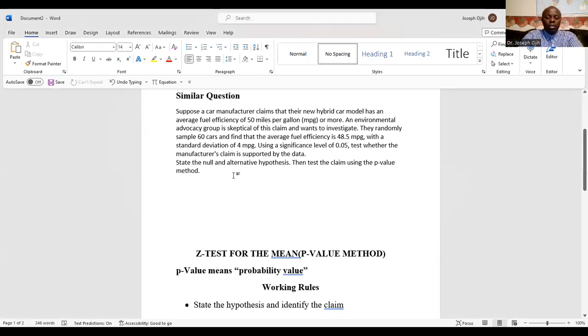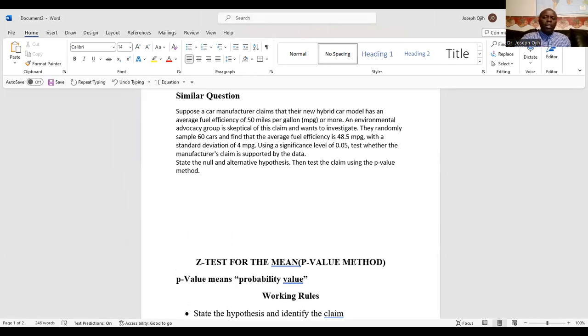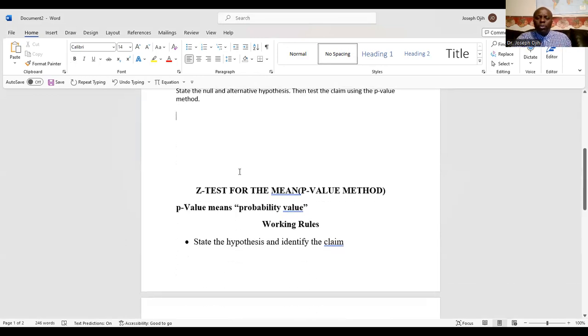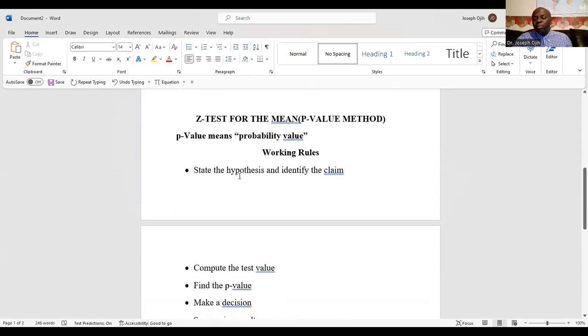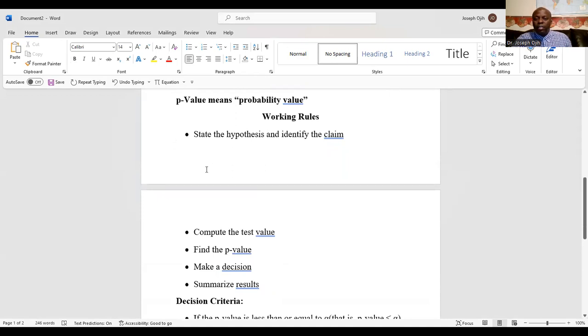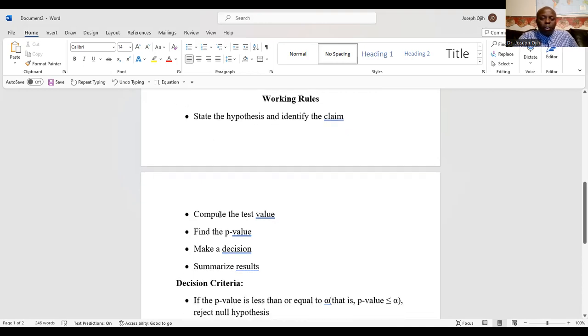So I'm going to show you how to do this using the p-value method. Before I solve it, I will give you a hint on what the p-value method involves. The p-value means the probability value. The steps involved are as follows. First, you state the hypotheses and identify your claim. Then compute the test value; I will show you the formula to use for that. Then find the p-value, make a decision, and then summarize.